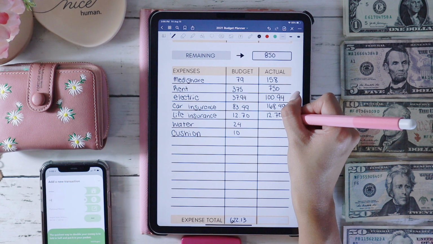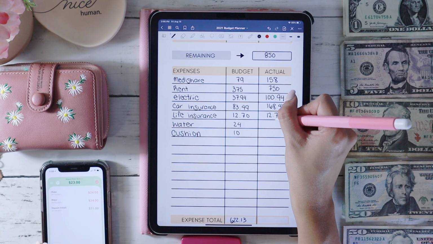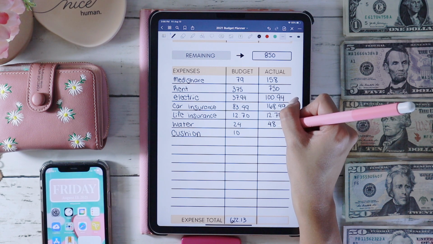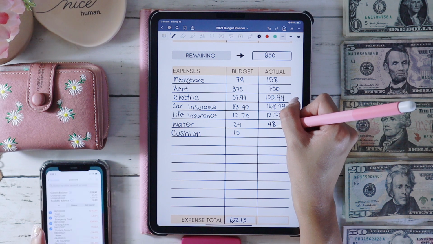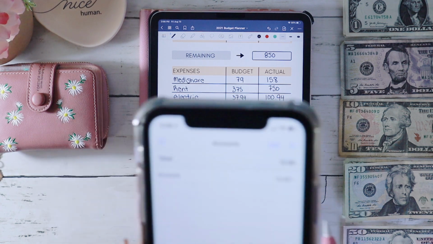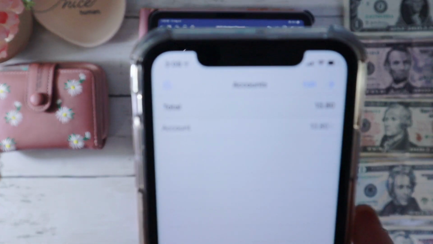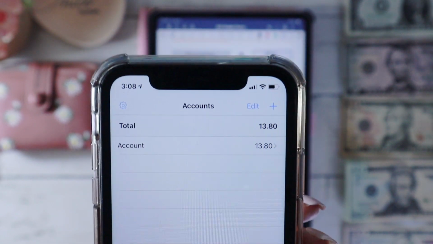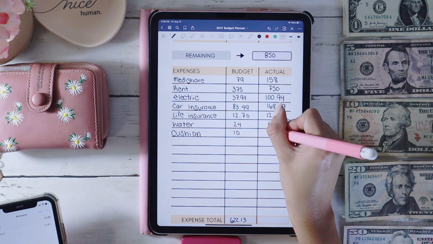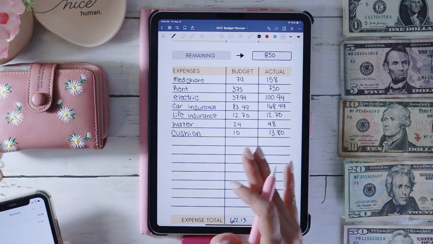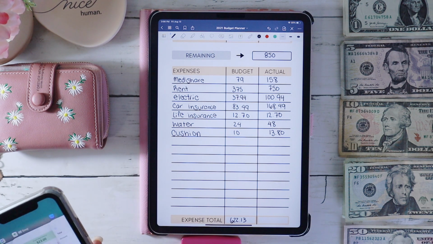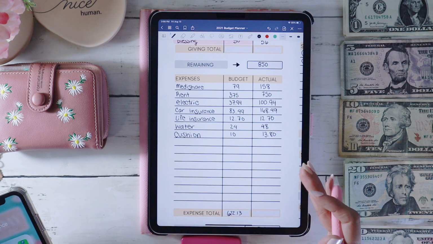So water, we're putting $24. So right now we have $48 allocated for our water, which is great. And then for our remaining amount, for our cushion, we right now have this available after paying all of the bills, tithing, withdrawing the cash. There's $13.80. So just so you know, the app that I'm using is not an app that physically transfers the money between your accounts. It's just a tracking app for me.